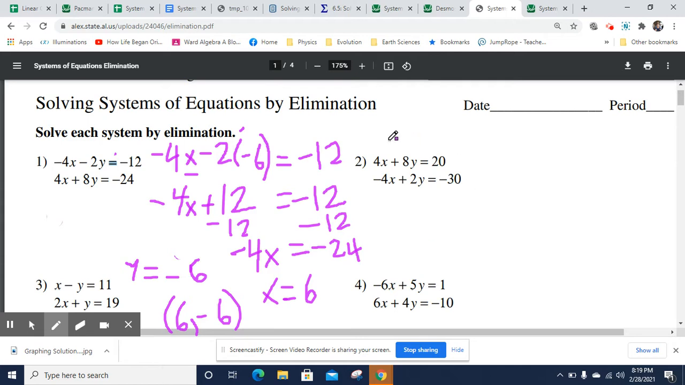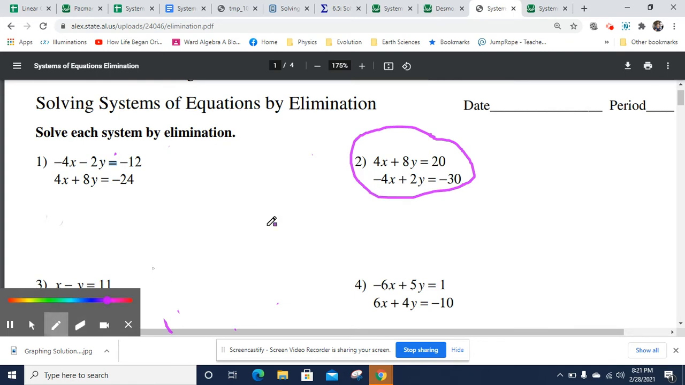Now I invite you to try this one now. I'm going to pause the video and see if you can repeat what I just did, because you've got opposites here. You can add these two equations and the x stuff is going to go away, and then you'll be able to figure out what y is. Once you know what y is, you can replace y in one of these equations and figure out what x is.